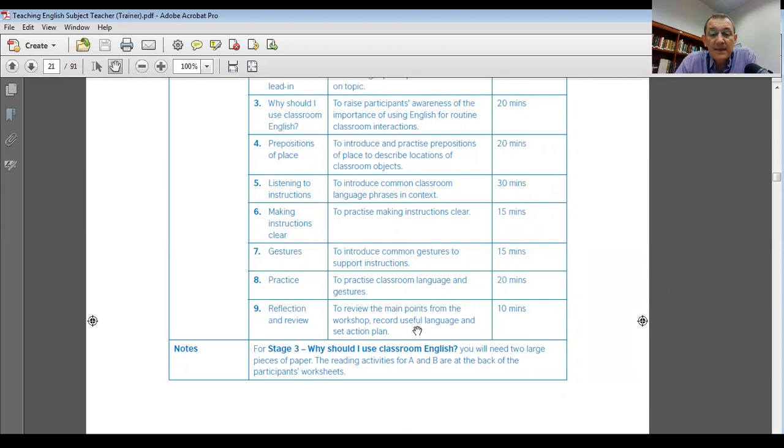Step 8, they will practice. So this is a 20-minute section where you will get them to practice giving clear, simple instructions using gestures. So this will be in pairs and in groups, and they will give feedback to each other on their performance. Again, reflection and review at the end, so 10 minutes at the end for the participants to record any useful language and to draw up an action plan.